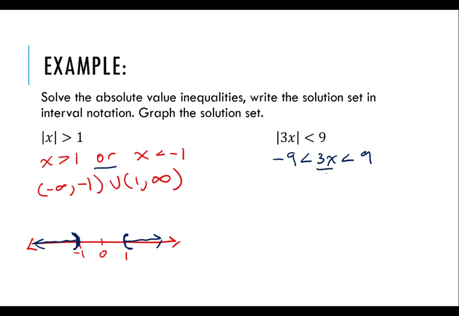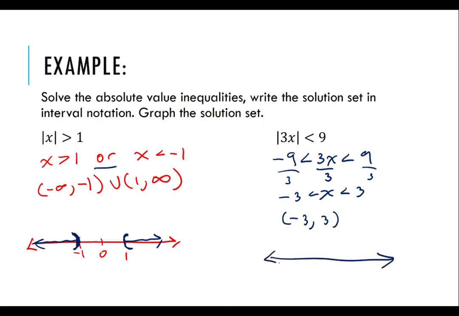Then we just solve. Divide by 3, divide by 3, divide by 3. -3 is less than x is less than 3. Notice that when I divide by a positive number, no direction of the inequality changes. And so now we just need to write this in interval notation, which is between -3 and 3. And so I can graph this. This is all the values between -3 and 3, not including the endpoints.